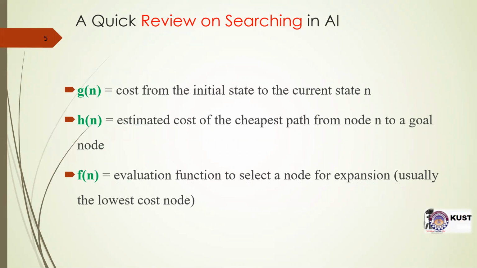g(n) is the cost from the initial state to the current state, and h(n) is the estimated cost of the cheapest path from node n to a goal node. And f(n) is the evaluation function to select a node for expansion, which is usually the lowest cost node.